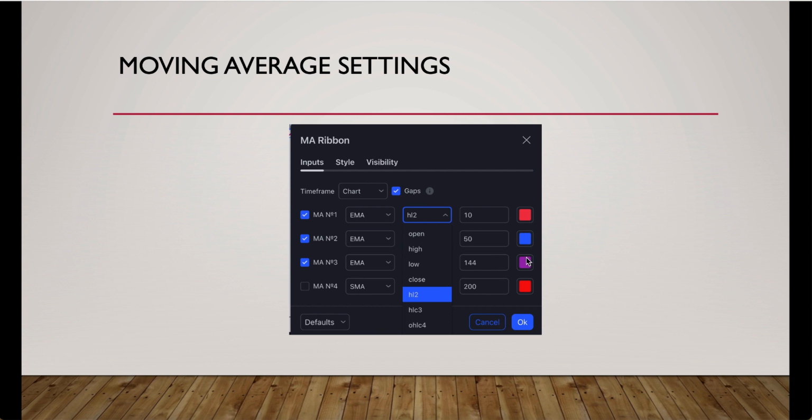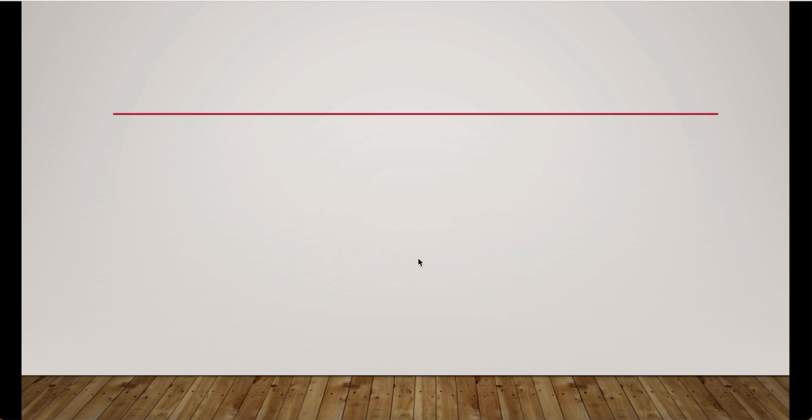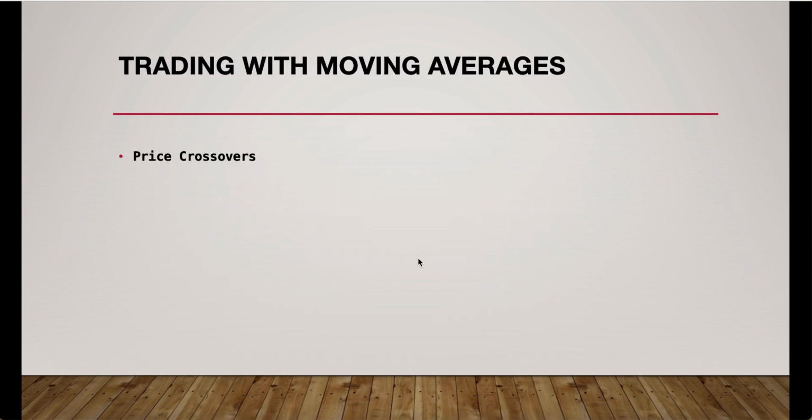You can use the 144 as well, or the 200, but as you can see, I've chosen the 144, but 200 works great as well. 200 is a 200-day moving average, 50 is a 50-day moving average, and 10 is the 10-day moving average. So you know, this is how they work, guys.